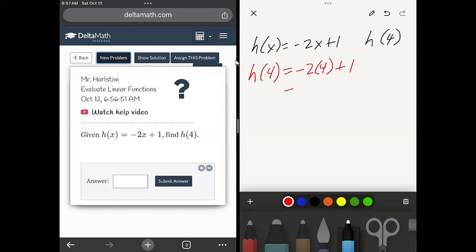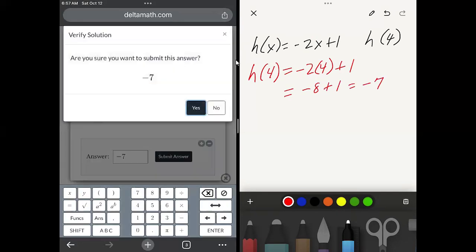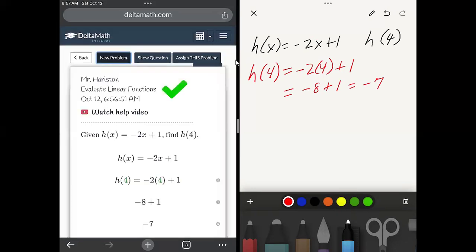Now, let's go ahead and evaluate this. So negative 2 times 4 is going to be negative 8. Negative 8 plus 1 is going to be negative 7. So that's our output. So you're going to come here and you're going to do, boom, submit. All right. Now, let's go and look at the next one.